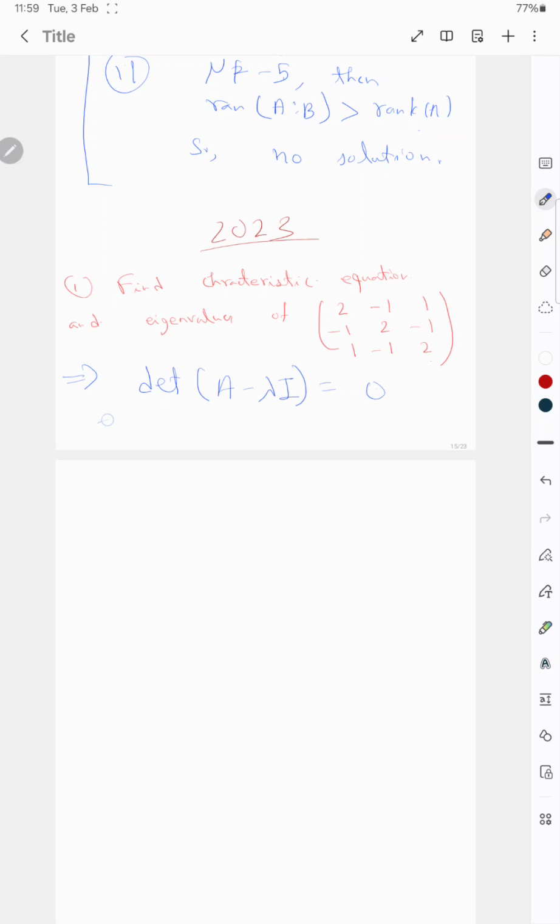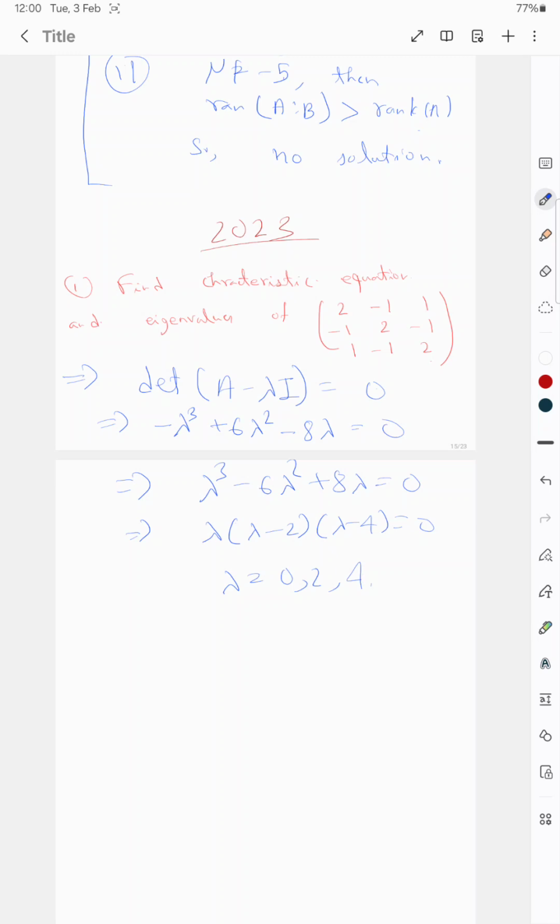The polynomial you will get from here will be minus lambda cube plus 6 lambda square minus 8 lambda equal to 0, or you can multiply with minus 1, so you have this. So this is your polynomial, and what are the eigenvalues? If you factorize this, you will get lambda into lambda minus 2 into lambda minus 4, so lambda equal to 0, 2, 4. So you see how easy this one is. Okay, that's it. This you have to do.